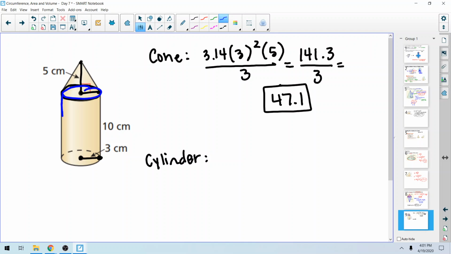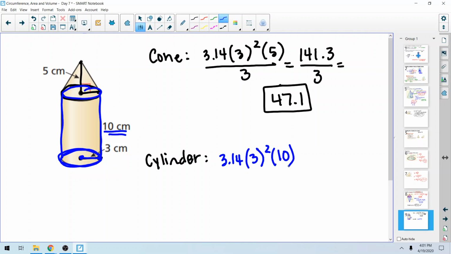A cylinder is very, very similar, except instead of being a pyramid, we're now talking about a prism. So we're still going to take the area of the base, and the area of the base here is a circle, which is pi times the radius, still 3, squared, times the height of the cylinder. Well, the cylinder is 10 centimeters tall.